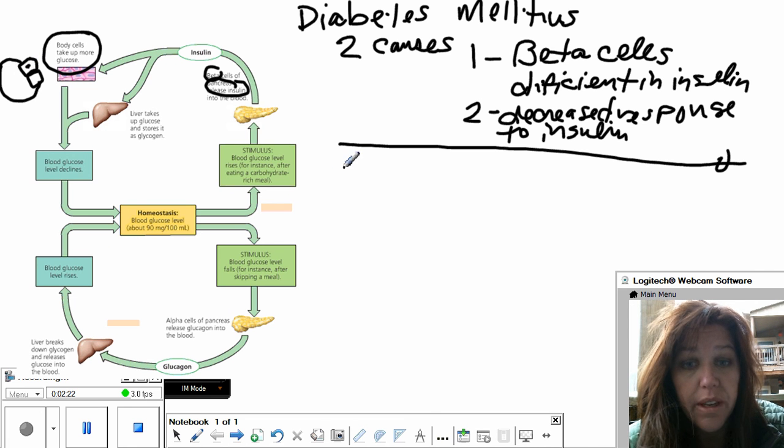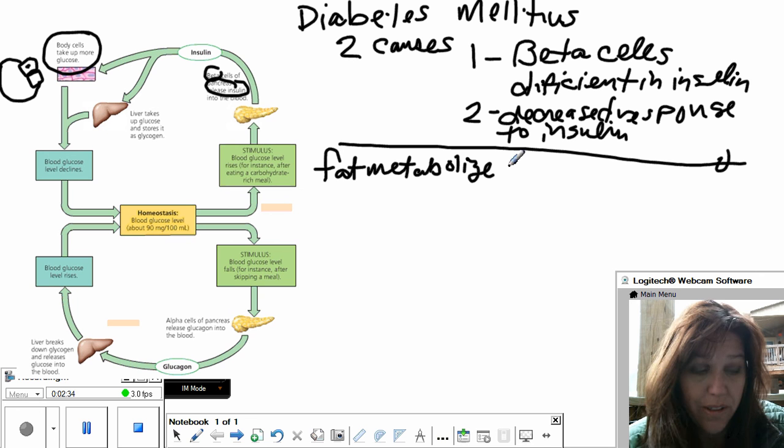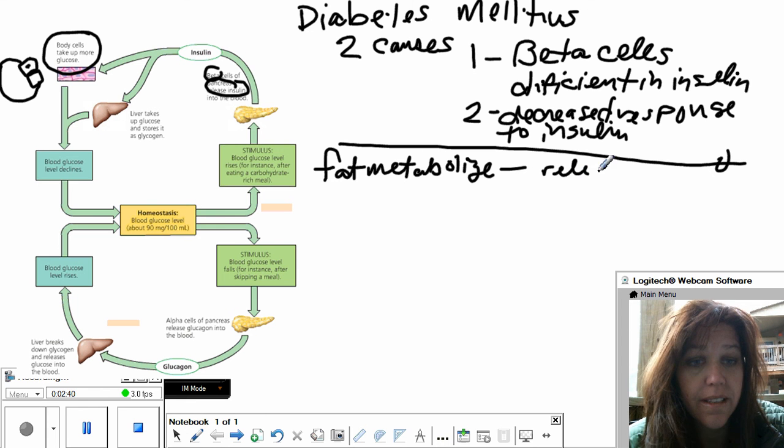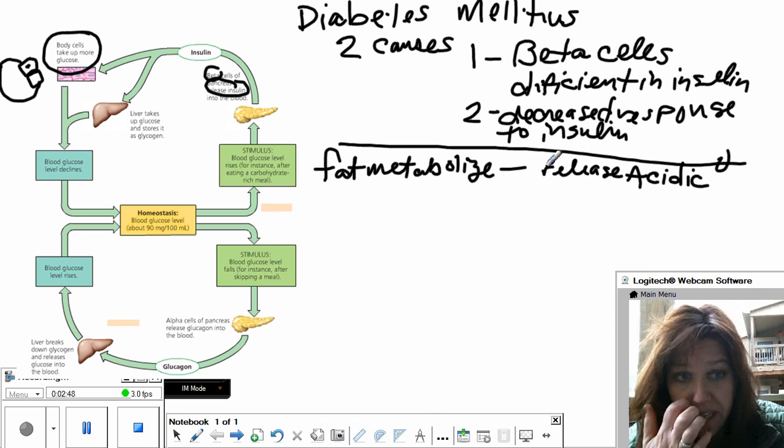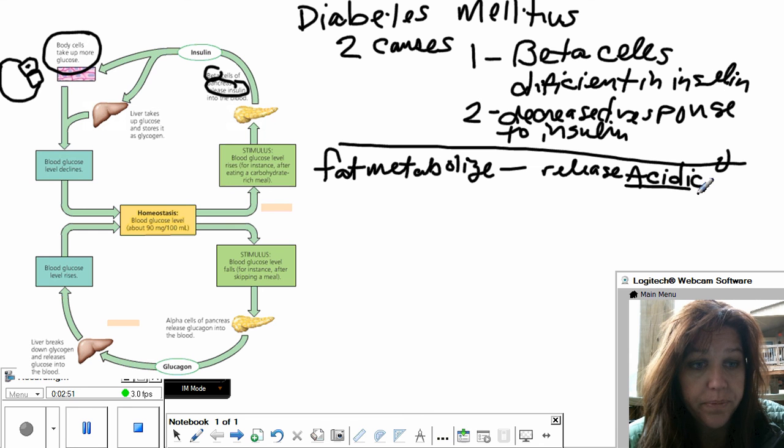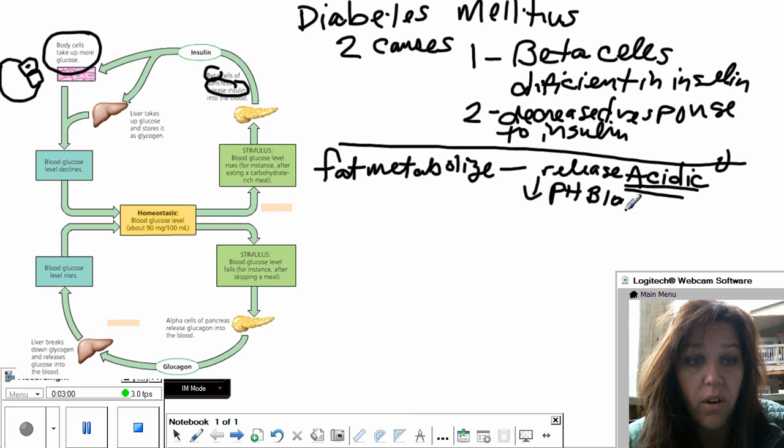What your body will do is it will metabolize fat. Fat metabolized enters further down. It doesn't enter as pyruvate or acetyl-CoA. It enters further down, and it releases acidic byproducts. Like protein metabolism, the leftover is urea. Well, with fat metabolism, you have acidic byproducts left over, which lowers the pH of your blood, and that causes all kinds of trouble and can easily kill you.